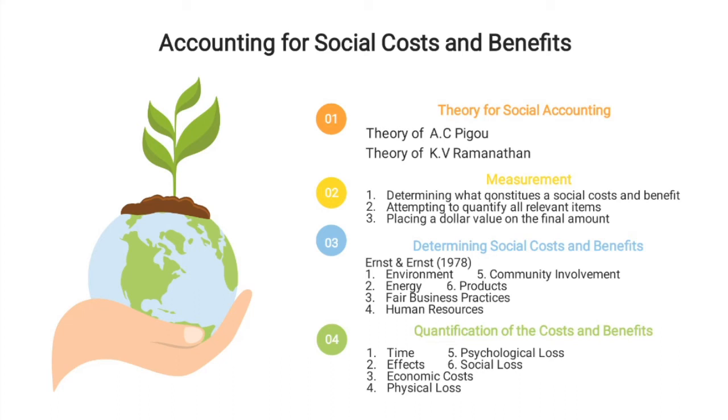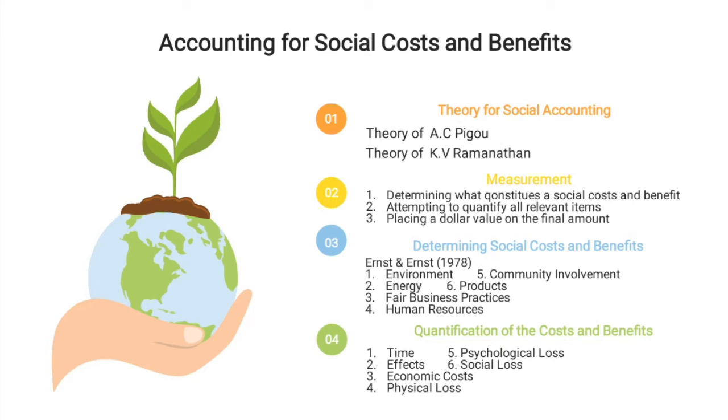On measurement, one of the major reasons for the slow progress of social accounting has been the difficulty in measuring contributions and detriments. This is a three-step process. The first is determining what constitutes a social cost and benefit. The second is attempting to quantify all relevant items and placing a dollar value on the final amount. And the third is determining social costs and benefits.